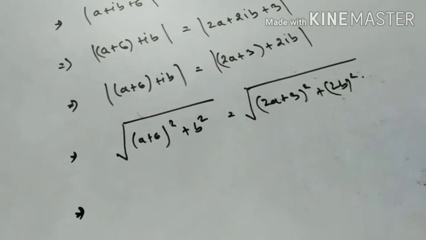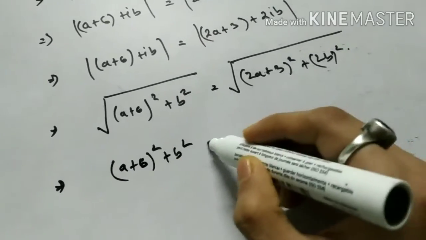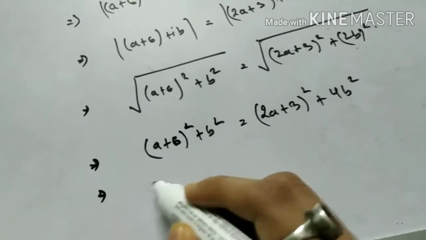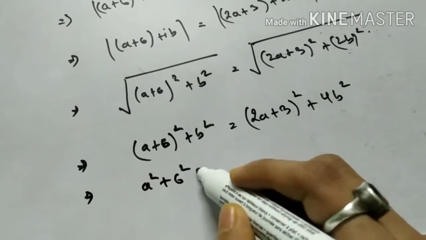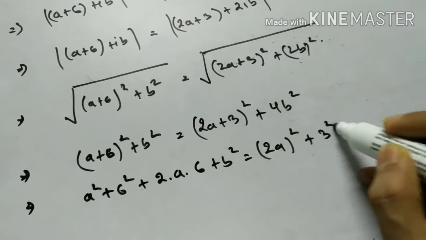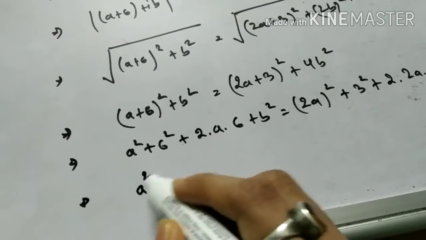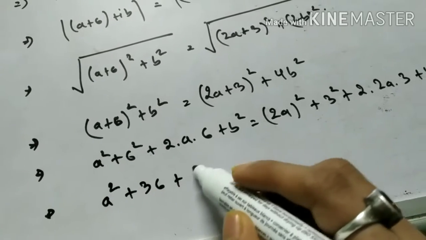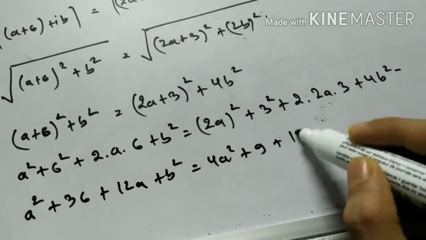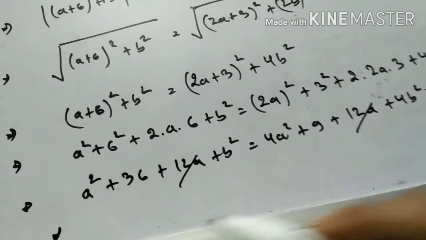So squaring both sides, I will get (a plus 6) the whole square plus b square is equal to (2a plus 3) the whole square plus 4b square. This is a square plus 6 square plus 2 into a into 6 plus b square, equal to (2a) the whole square plus 3 square plus 2 into 2a into 3 plus 4b square. So this is a square plus 36 plus 12a plus b square, equal to 4a square plus 9 plus 12a plus 4b square. So now here you see this and this, I can cut it.